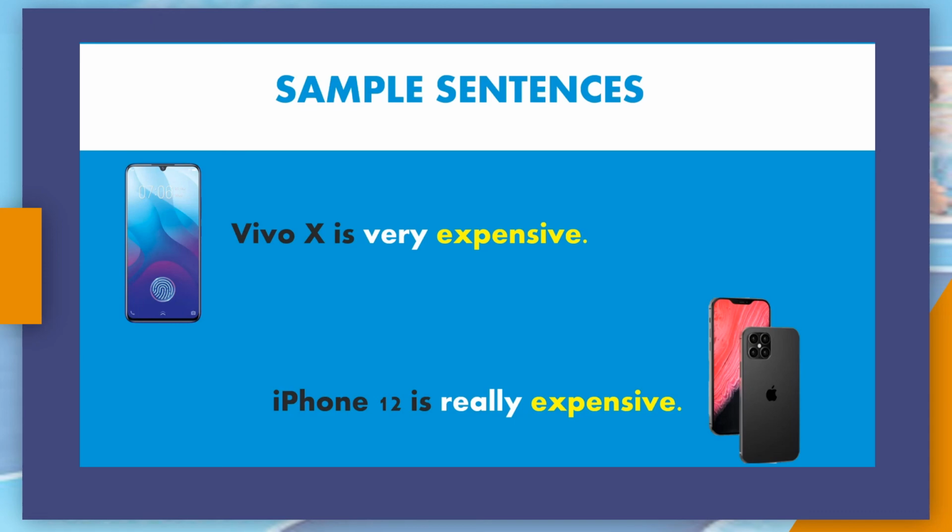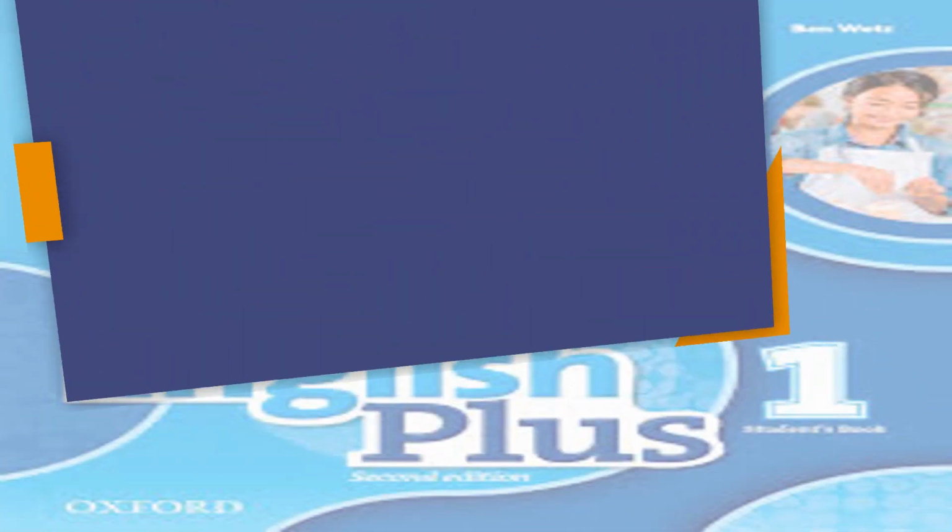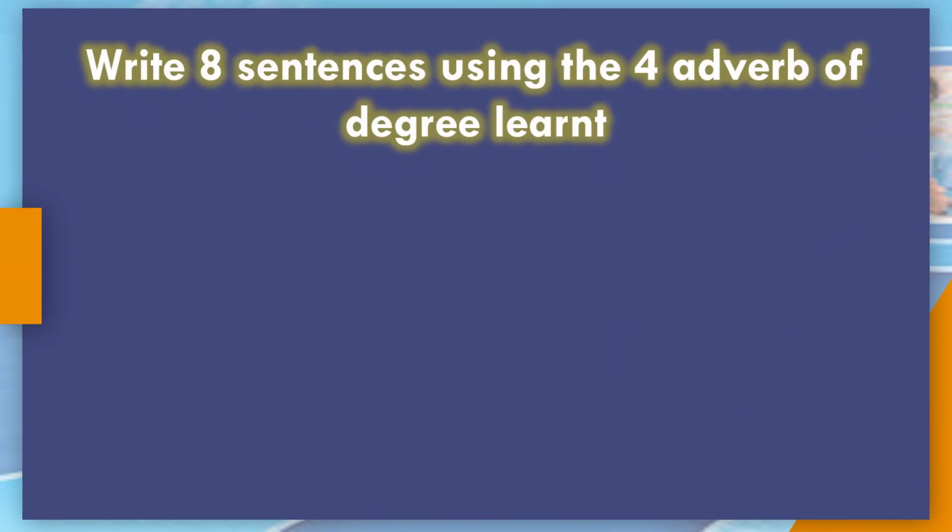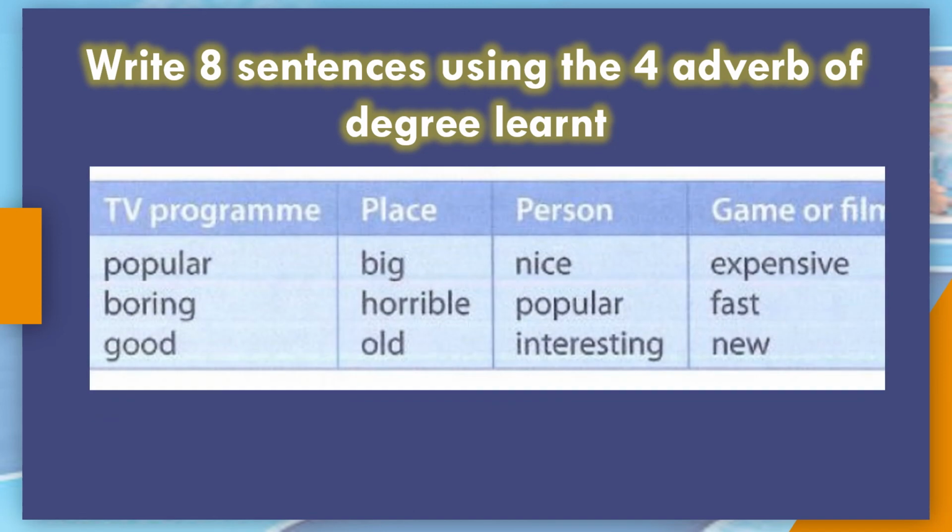Okay, so your last exercise for today. I want you to write 8 sentences using the 4 adverbs of degree you have learned: not very, quite, very, and really. So look at this table. You can write about TV programs. For TV programs, you can use the adjectives popular, boring, or good. Remember, the adverb of degree comes before the adjective. So you can use words like not very popular, or really boring, or very good, or quite good.